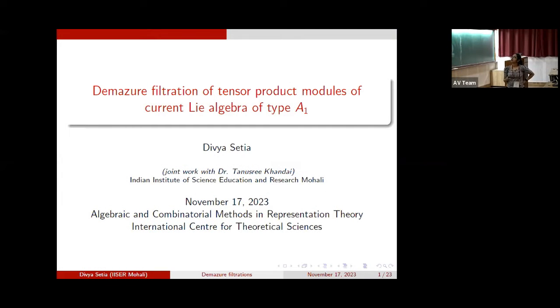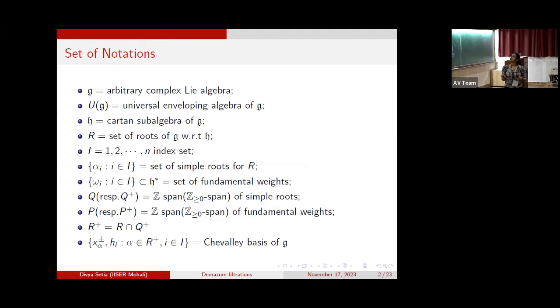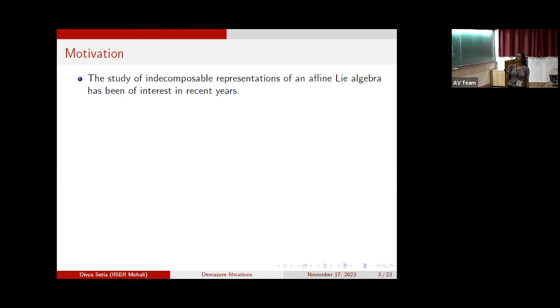And so the title of my talk is Demazure filtration of tensor product modules of current Lie algebra of type 1. So there are lots of notions. I'll define each and everything and then present you the results. So here are a certain set of notations, and I guess almost all of you are familiar with these notations. So I'll first move to the motivation part, that is, how I got motivated for this problem.